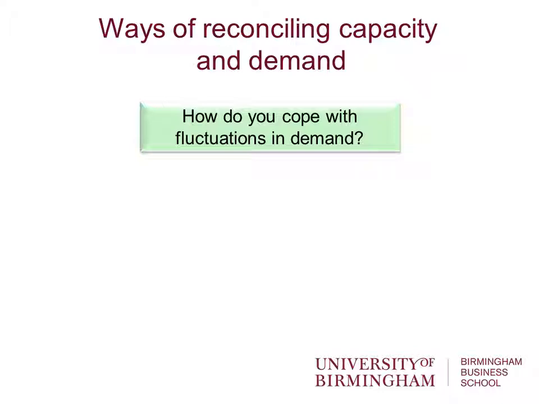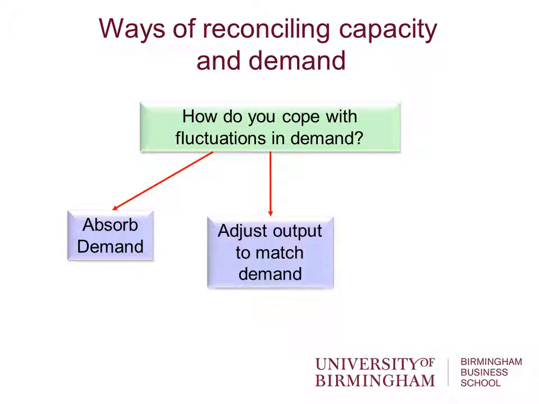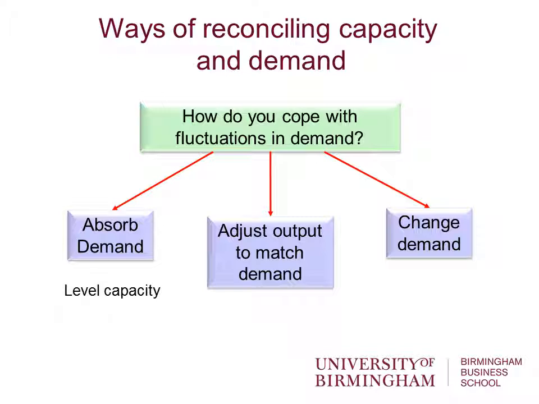Well, we can cope with fluctuations in demand by absorbing demand, or adjusting what we produce to match demand, or changing demand itself. So there are three general approaches we can take. We can absorb demand, just say we will produce things and hope that we can meet that demand. We can adjust what we produce to match demand, or we can change demand. The first one is level capacity, where we have a certain capacity and we just produce as much as we can to meet demand. The second is called chase demand, and the third is called demand management.